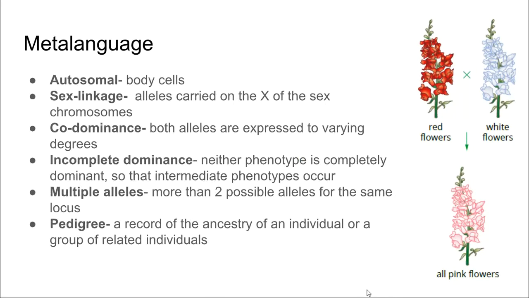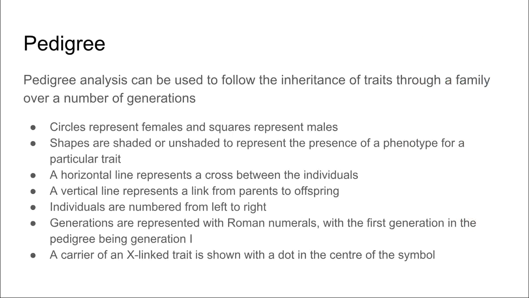So a little bit more meta language as we look more specifically at those genetic crosses. Autosomal we refer to as our body cells. Sex linkage is where we have alleles carried on the X of the sex chromosome. Codominance is when both alleles are expressed to varying degrees. Incomplete dominance is where neither phenotype is completely dominant, so that intermediate phenotypes occur. Multiple alleles is when there is more than two possible alleles for the same locus, and a pedigree is a record of the ancestry of an individual or a group of related individuals.